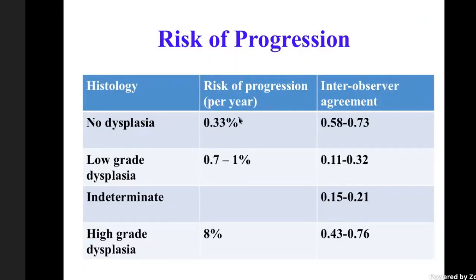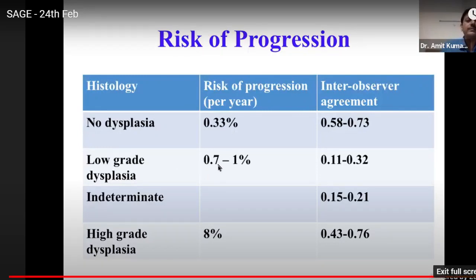The no dysplasia group can be kept under surveillance. The low-grade group has intermediate risk. So this group can be either kept on surveillance, or more recently, there is more evidence favoring ablation even in low-grade dysplasia. Okay, so that's the importance of knowing the dysplasia in your report.